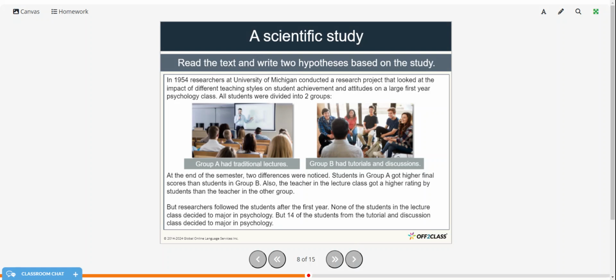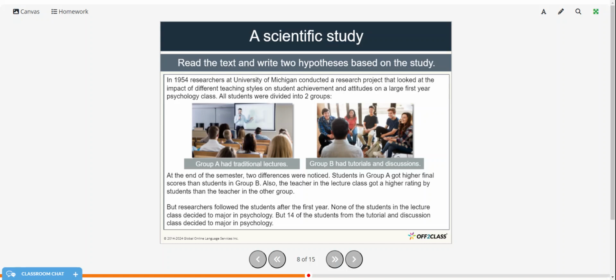So now we're going to read the text, and you'll write two hypotheses based on the study. In 1954, researchers at University of Michigan conducted a research project that looked at the impact of different teaching styles on student achievement and attitudes on a large first-year psychology class. All students were divided into two groups. Group A had traditional lectures, and Group B had tutorials and discussions.